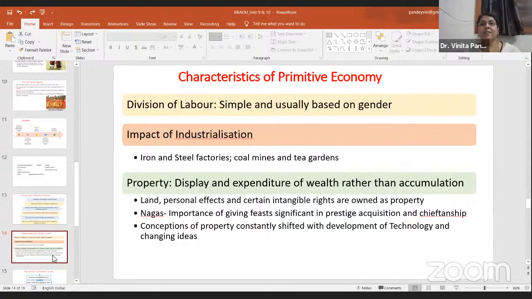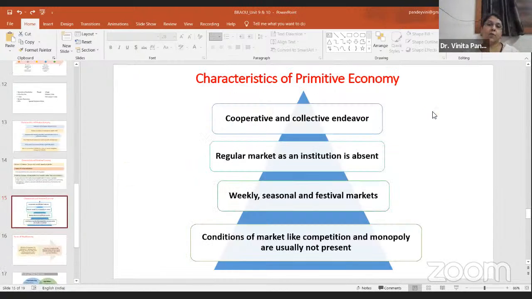Cooperative and collective endeavor. Cooperative and collective endeavor means the primitive economy is based on the principles of cooperation. Regular market as an institution is absent. This is what I told you earlier also, in yesterday's class. When we say that regular market is absent, what does it actually mean?